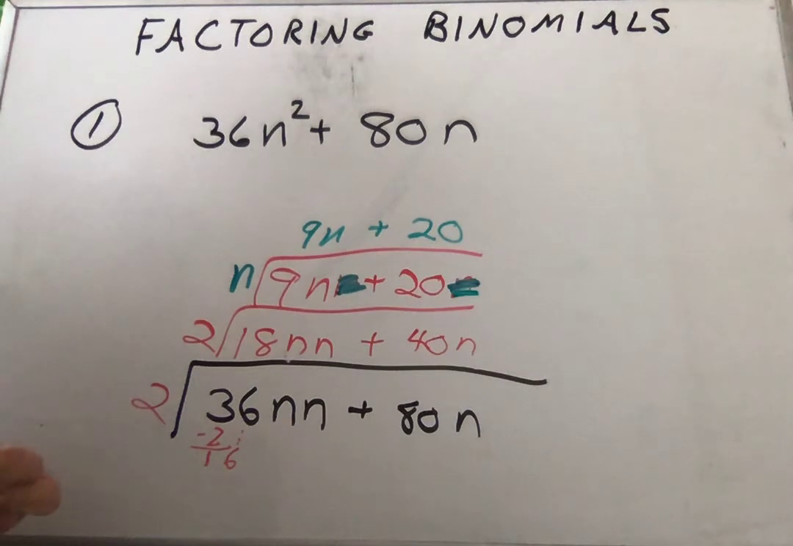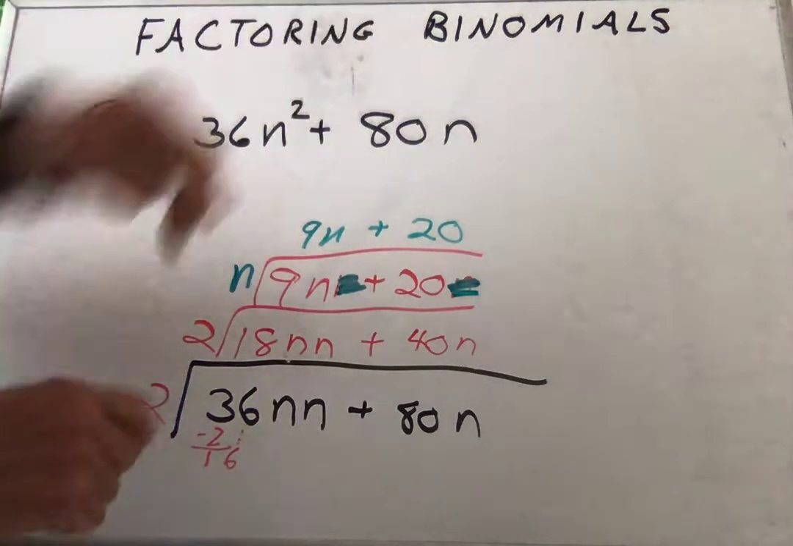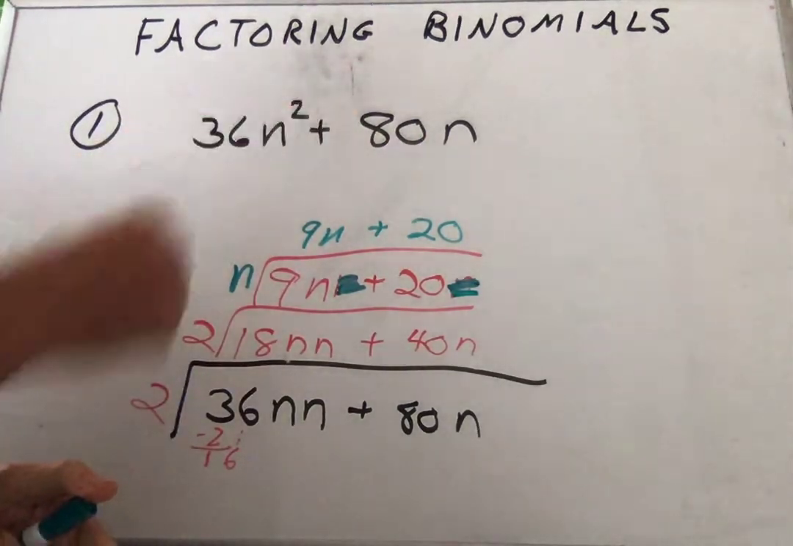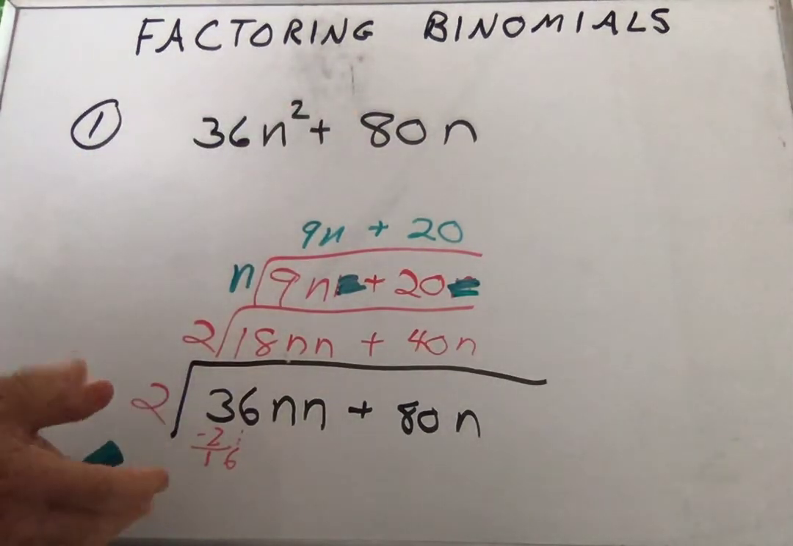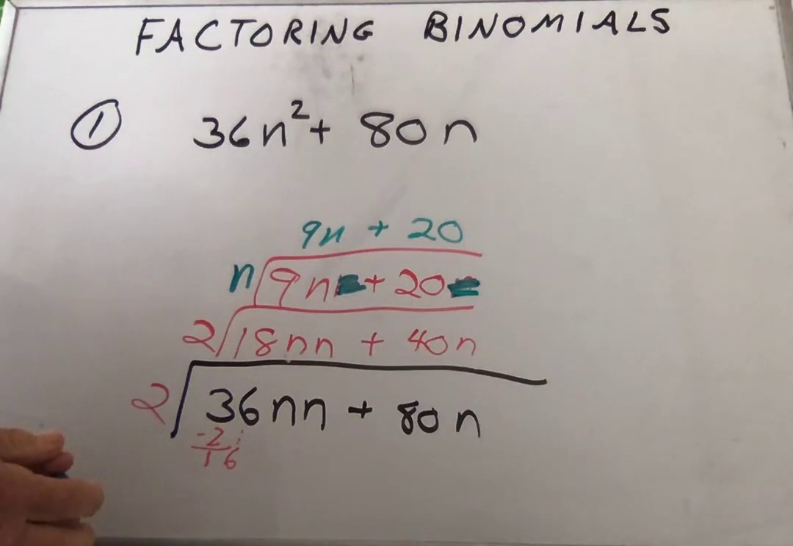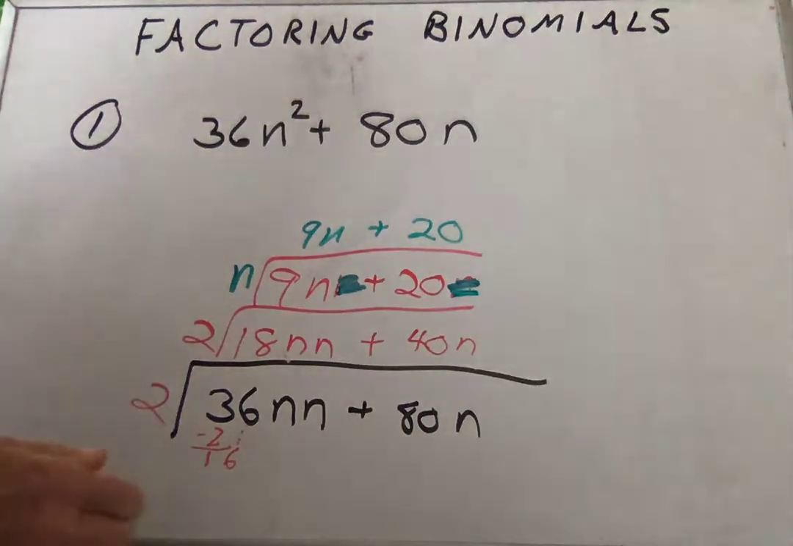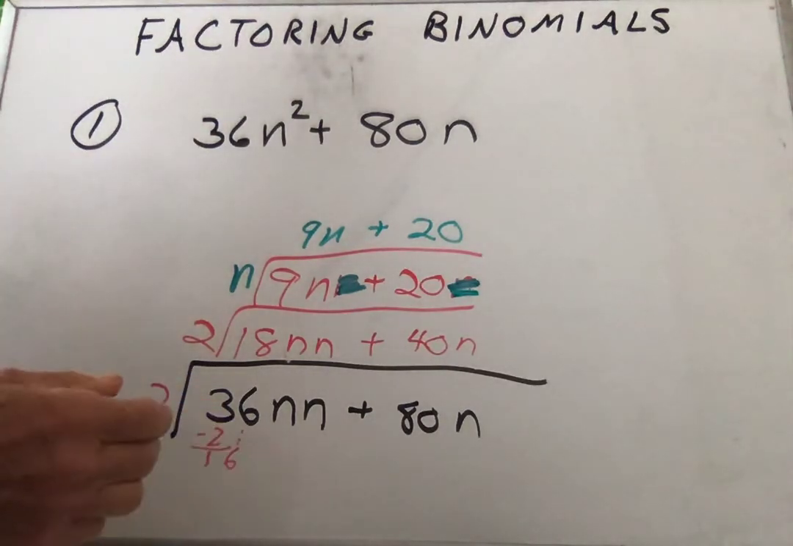So it's just like yesterday, but now what we're going to do is rewrite this thing. So I'm going to stop for a second. When you factor something, you are not changing the value of it. Whatever we write for our answer still equals that thing. It's just going to look different. So you're not changing the value of 36n squared plus 80n, you're changing the way it looks.